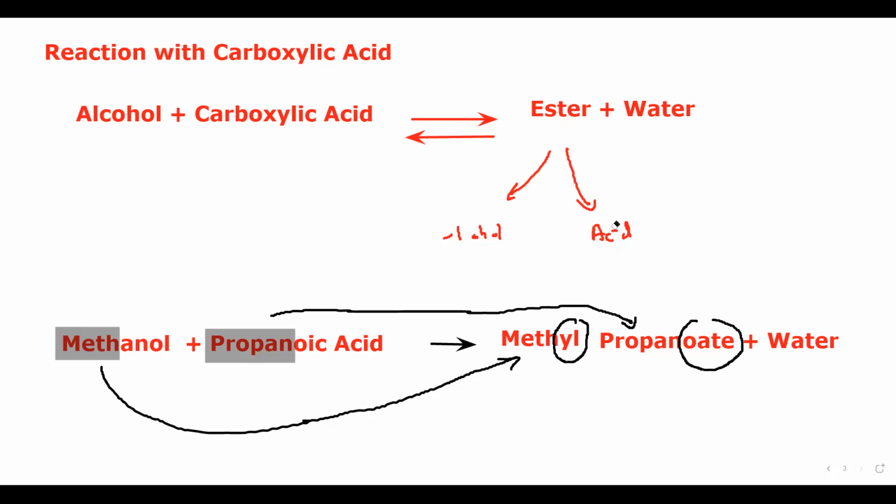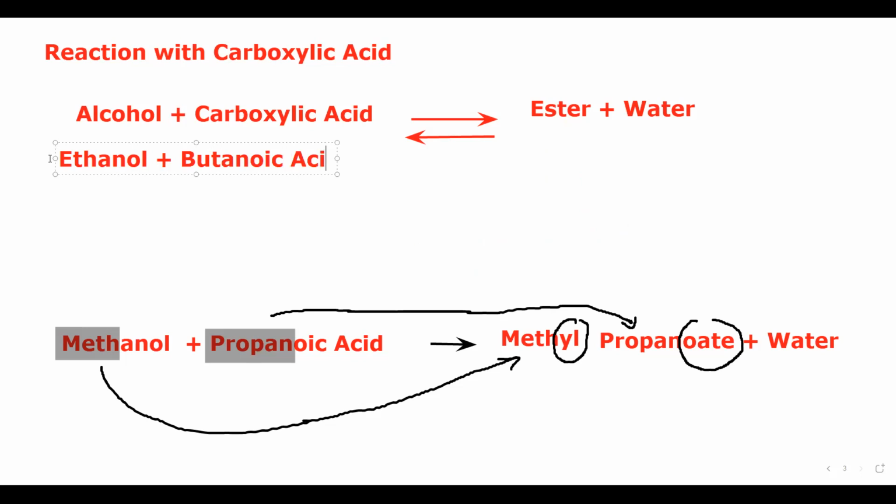So another example, because you should be able to identify which ester is formed, the name of the ester from the alcohol. So if I say I have ethanol plus butanoic acid. So ethanol plus butanoic acid. What will be the product? So how to know what will be the product? The first name is coming from alcohol, eth, and the second name is coming from acid, butan.